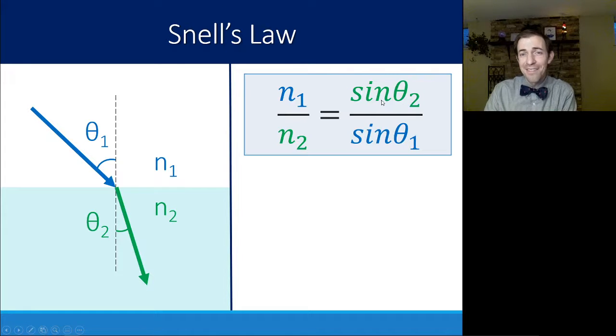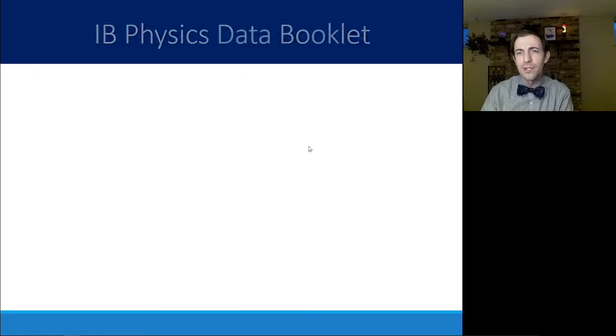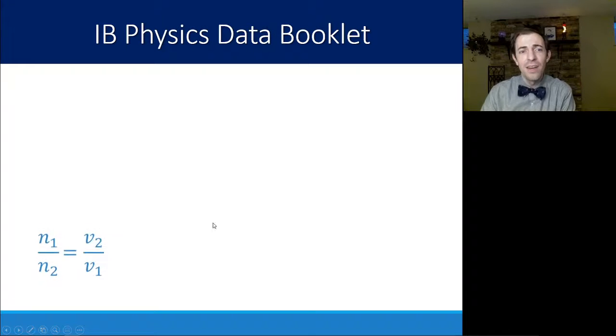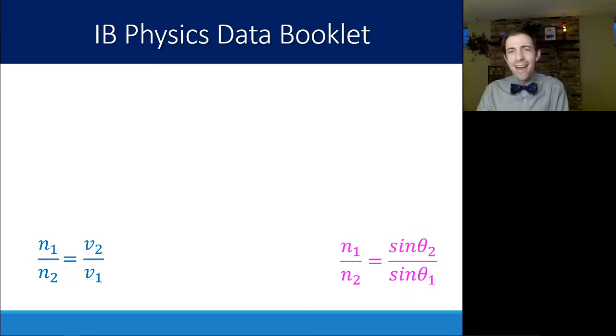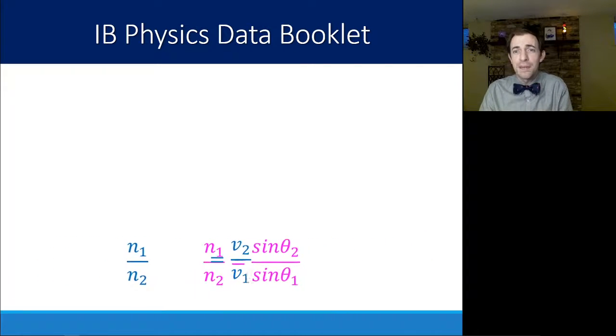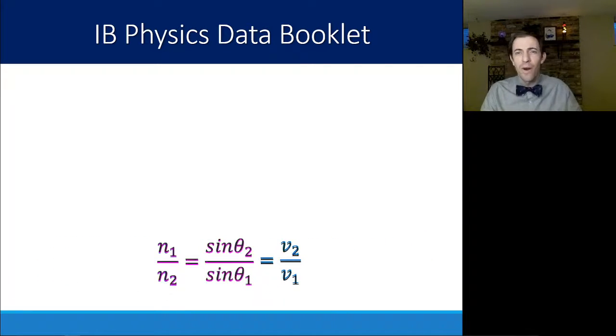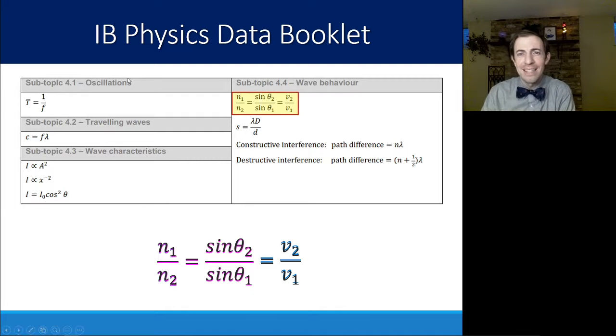Notice here that the sine of theta 2 is on top versus n1 is on top on this side. And this looks very similar to an equation that we saw earlier in a previous video. We saw this one here, n1 over n2 is equal to v2 over v1. That's how we initially started talking about the index of refraction as a ratio between the velocities of light in the different media. Well, now we're going to add this equation as well, and really those two can be smashed together to make one long equality, and this is the one that you actually find in the IB Physics data booklet. There are three pieces to it.